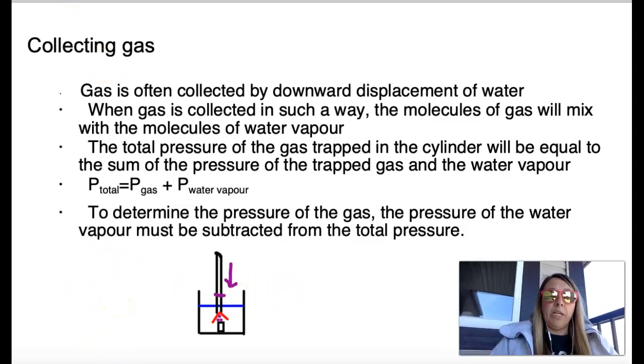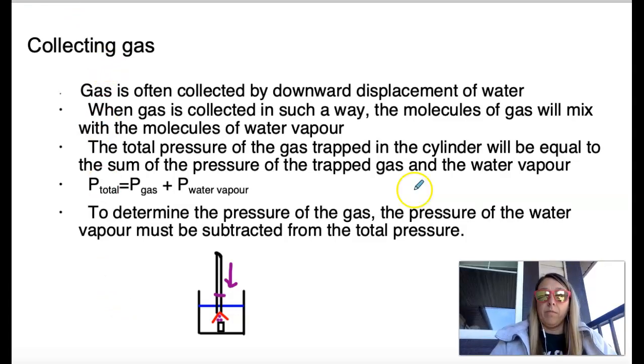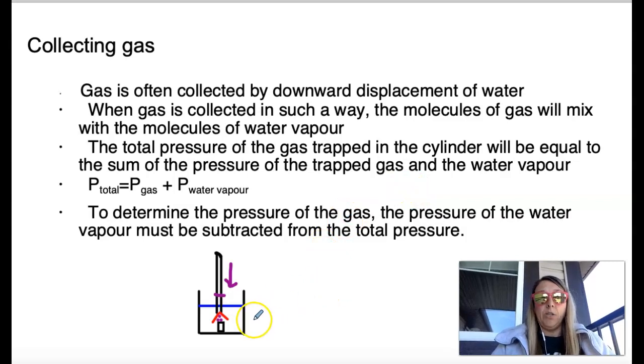There's a couple of things we need to do first before we can do that, though. The first thing I need to do is make it so that the volume of the gas lines up with the water line in here. I need to do that so that the pressure inside of this tube is equal to the pressure outside, because I can figure out what the pressure is outside just by using a barometer, but I can't figure out what the pressure is inside.